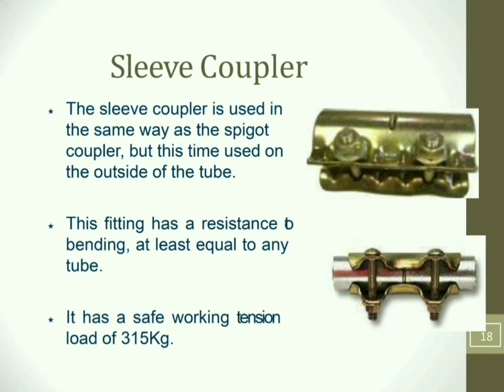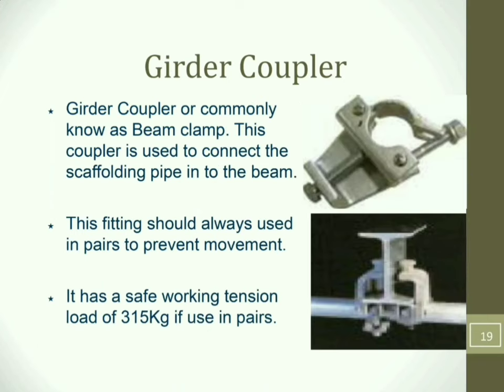The next one, girder coupler. Girder coupler, it has a safe working tension load of 350 kgs if used in pairs. Girder coupler, commonly known as a beam clamp. This coupler is used to connect the scaffolding pipe to the beam. This fitting should always be used in pairs to prevent movement.